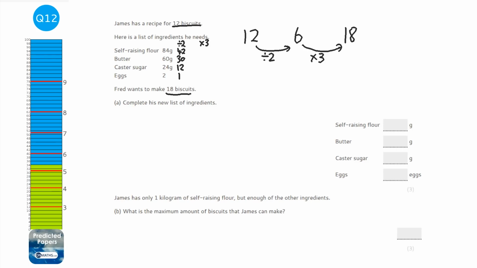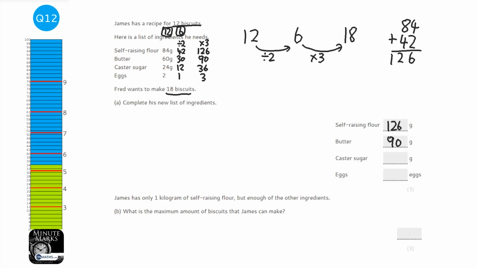And now, because we've got 12 biscuits here, and we've halved them to make 6, a different way of doing this is just adding them together. 12 plus 6 is 18. So instead of timesing the 42 by 3, I could just add it to the 84. So I could just do 84 plus 42, which would be 126. Again, 60 plus the 30, which is 90. 24 plus the 12, which is 36, and 2 plus the 1, which is 3. So the answers are 126, 90, 36, and 3.